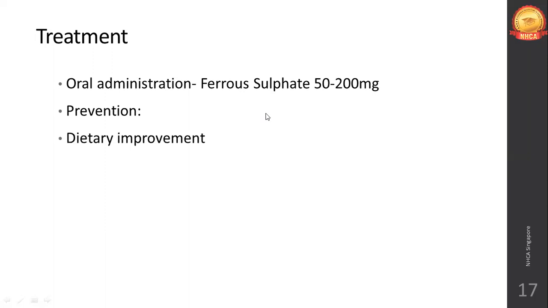So prevention, first is dietary improvement. Educate them regarding a proper diet which is rich in iron, which can prevent anemia. The importance of heme iron and non-heme iron, this kind of education should be given. Then it is the people's choice. If they choose animal-based food, they can have animal-based food to correct anemia. Otherwise, even with plant-based food, you can correct anemia.